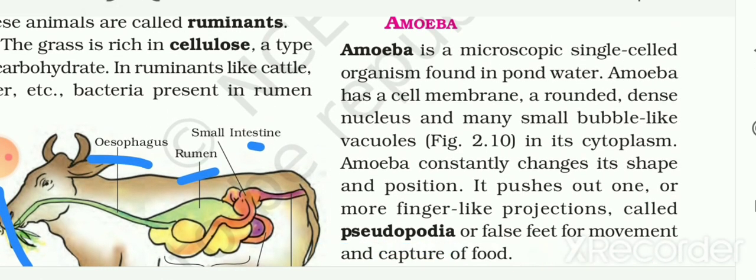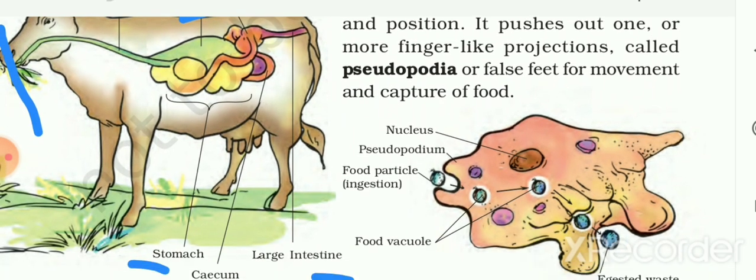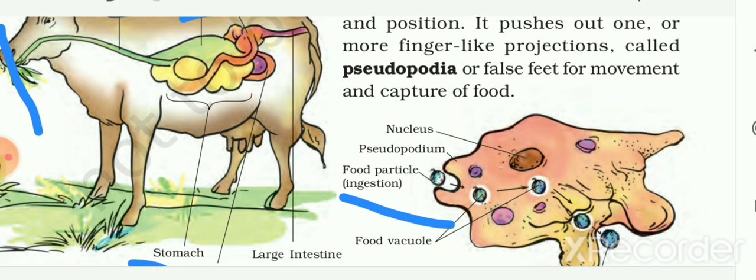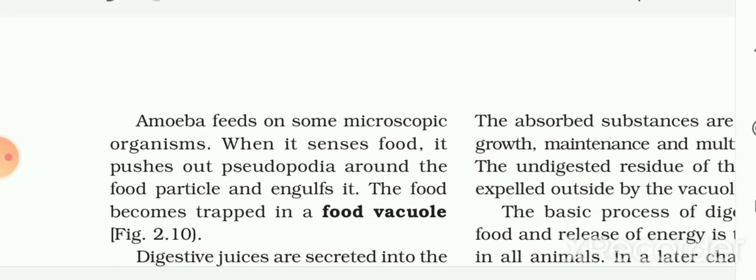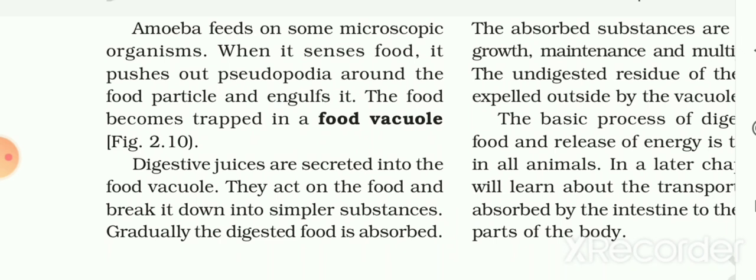Amoeba constantly changes its shape and position. It pushes out one or more finger-like projections known as pseudopodia. Here it is shown to you, or you can say they are false feet for movement and capture of the food. Amoeba feeds on some microscopic organisms. When it senses food, it pushes out pseudopodia around the food particles and engulfs, or covers, it.